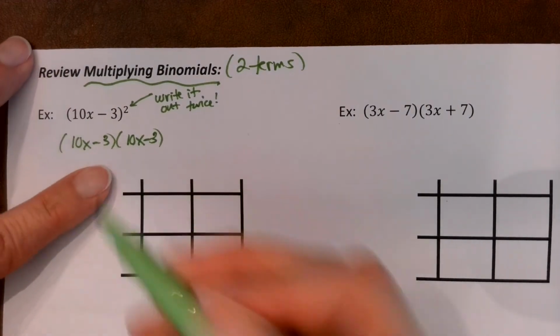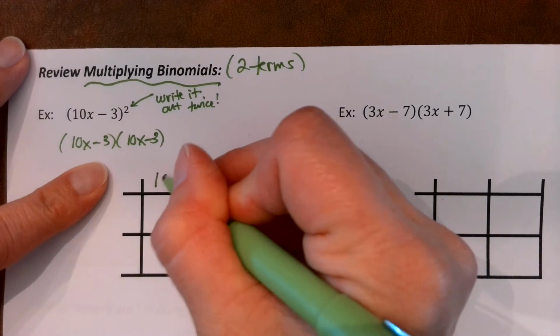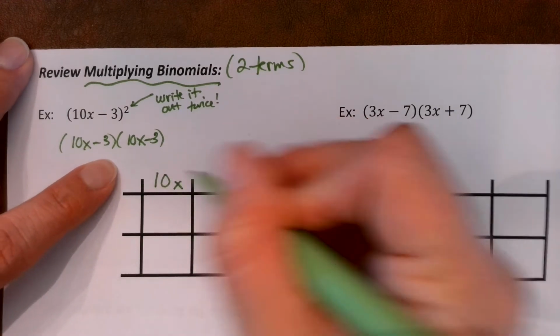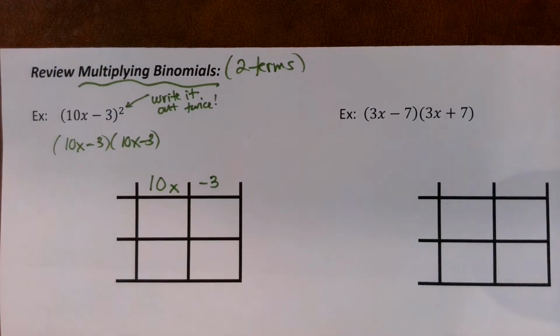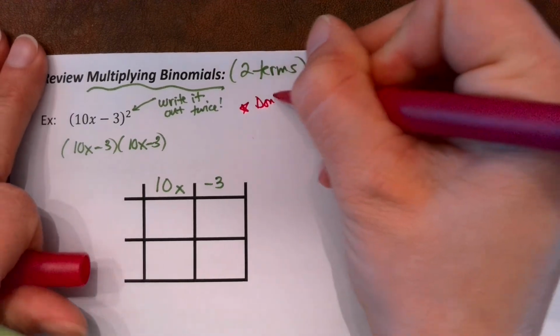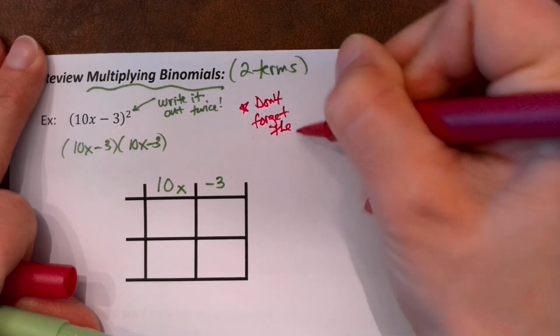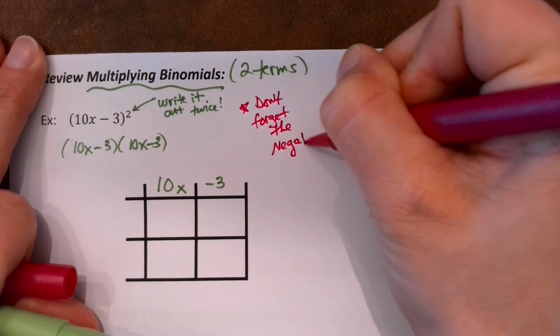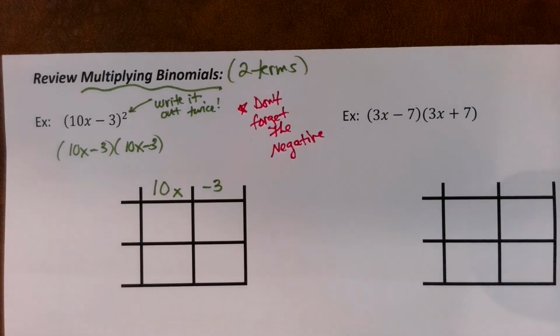There's two quantities there. I'm going to take one of the quantities and write it along the top: 10x, don't forget to put the negative. I'm going to add that note right here. So don't forget the negatives. If you have a minus 3, you need to put the minus on the 3. That's going to matter when we're multiplying.